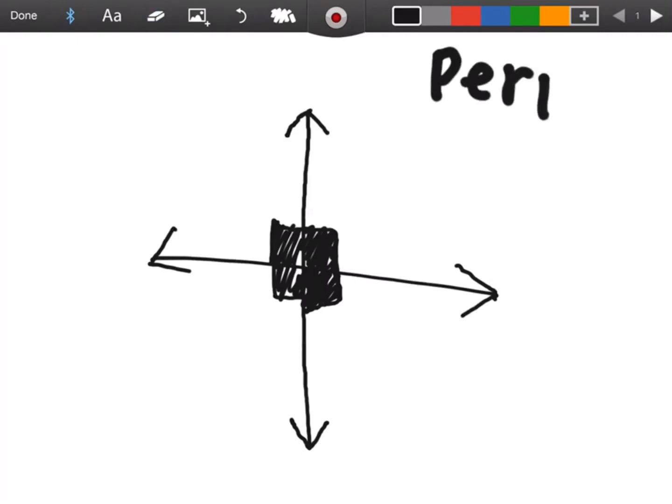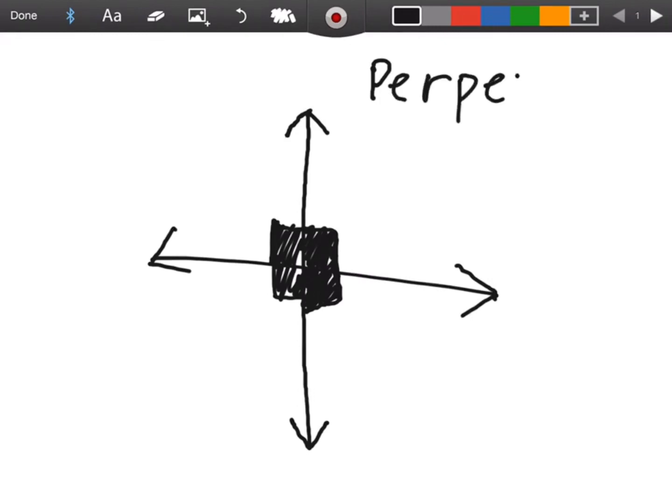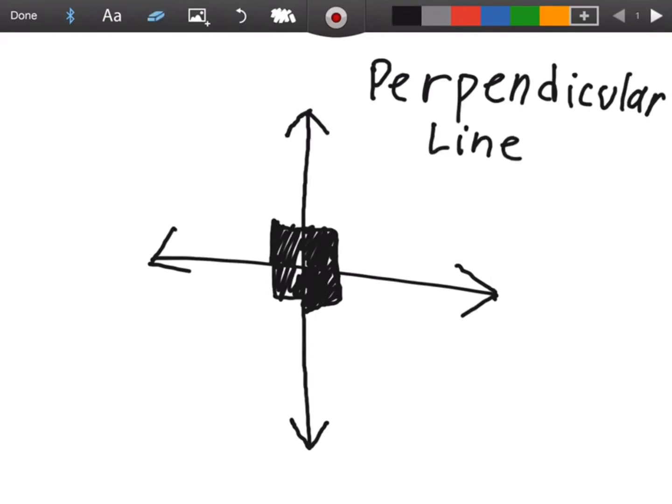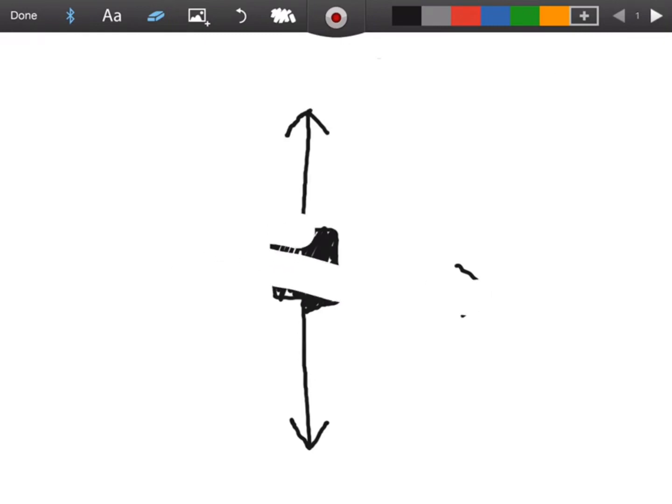And they're called perpendicular lines. We need more room. Okay, let me write a little bit smaller. They're called perpendicular lines. Now those are an example of perpendicular lines. So let's erase the board.